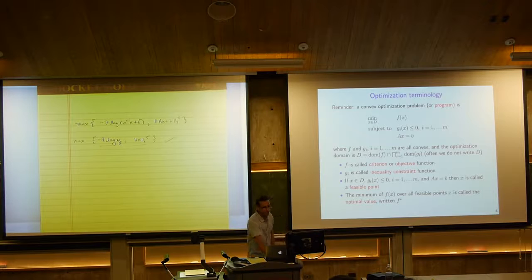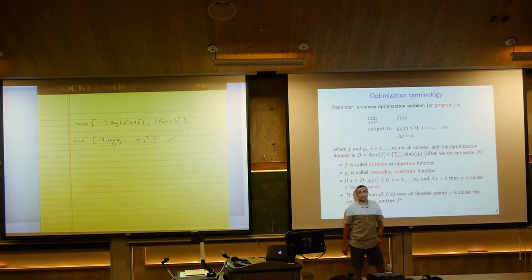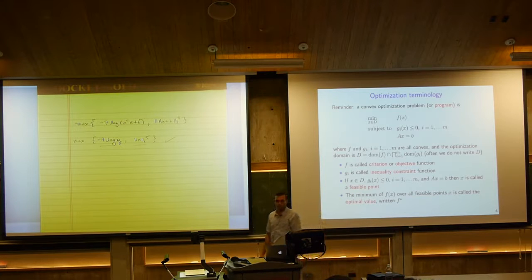F is called the criterion, and the constraint functions are all the inequality constraints and all the equality constraints. If x satisfies all of them, then it's called a feasible point. I already taught that bit of terminology.